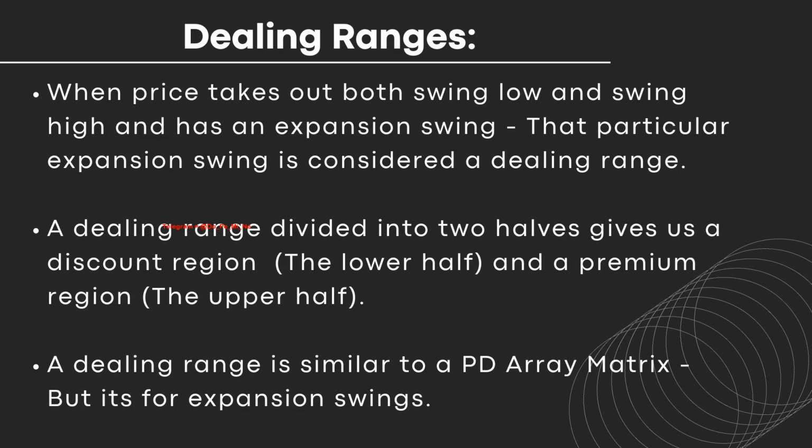Now, another thing about dealing ranges: dealing ranges are similar to PD array matrices, or let's say a type of PD array matrix. It's a specific type of PD array matrix, for those swings which take out both swing low and swing high. That's what we call a dealing range, and when it is divided into two halves with premium and discount, it gives us a whole framework on the higher time frame which we can integrate with market profiles on the lower time frame.